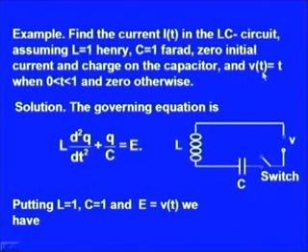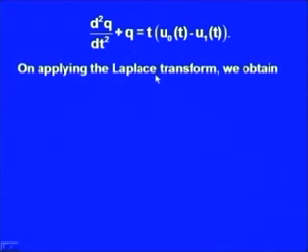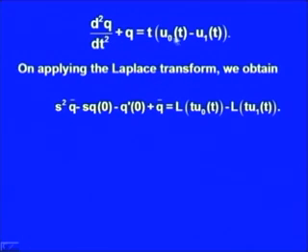So, we can write V(t) in terms of unit step functions as t times [u₀(t) minus u₁(t)]. If we do that, we will have the differential equation d²q/dt² plus q equal to t times [u₀(t) minus u₁(t)]. Now, let us apply Laplace transform to this equation. L of d²q/dt² we know will be given by s² q̄ minus s q(0) minus q'(0), then L of q is q̄, and then we have the Laplace transform of t u₀(t) minus the Laplace transform of t u₁(t).